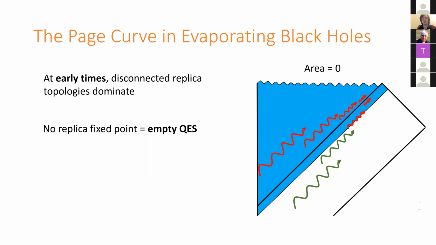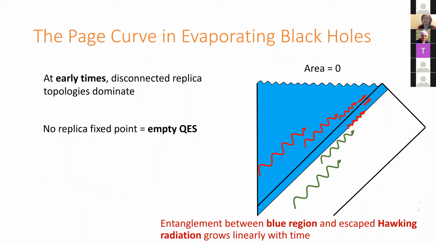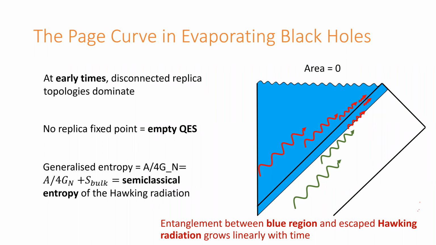What about this S bulk term? Well, it's just the entanglement between this blue region and these green Hawking modes that escaped off to infinity. What is that entanglement? Well, this is just the Hawking calculation, right? So this is just something that grows linearly with time, given by the thermal entropy of Hawking radiation.